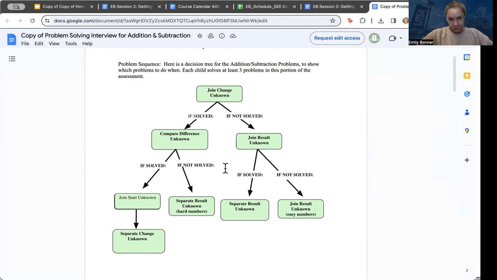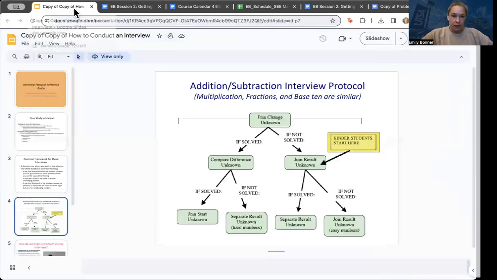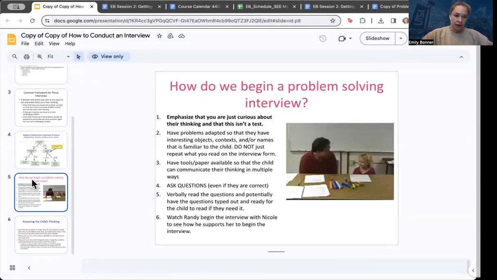Okay. So that's basically the decision tree that you're using. And as you're going, you're going to want to take notes on what the student is doing. So that's the protocol, that's the overview of what you're going to do there. So the second part of this, besides just the mechanics of the problem-solving interview, is how we begin a problem-solving interview, and then how we actually, using soft skills, make it more comfortable for the student.